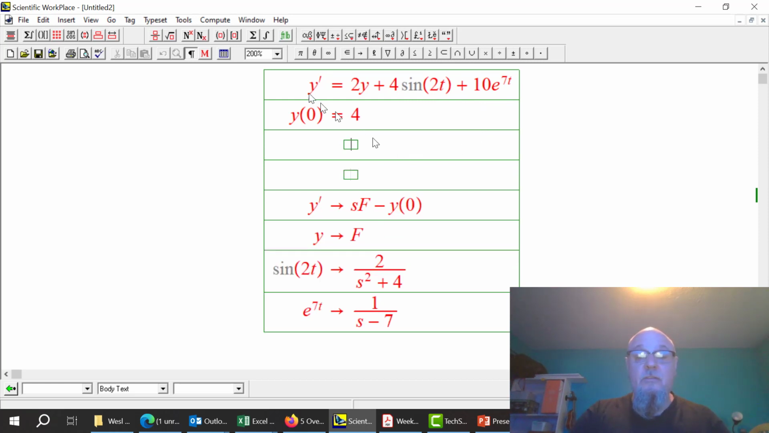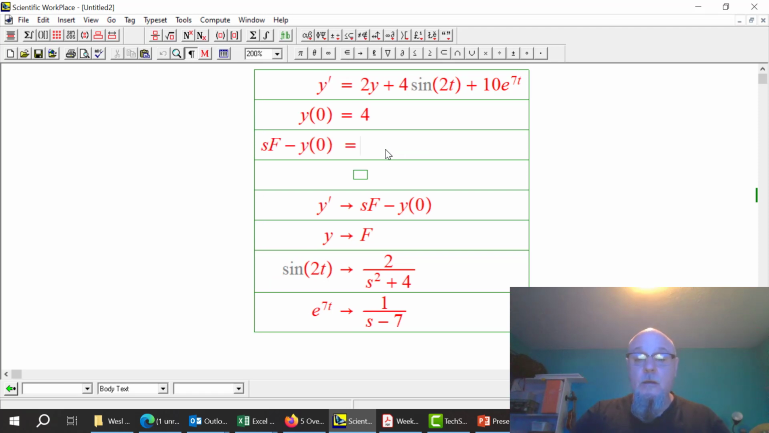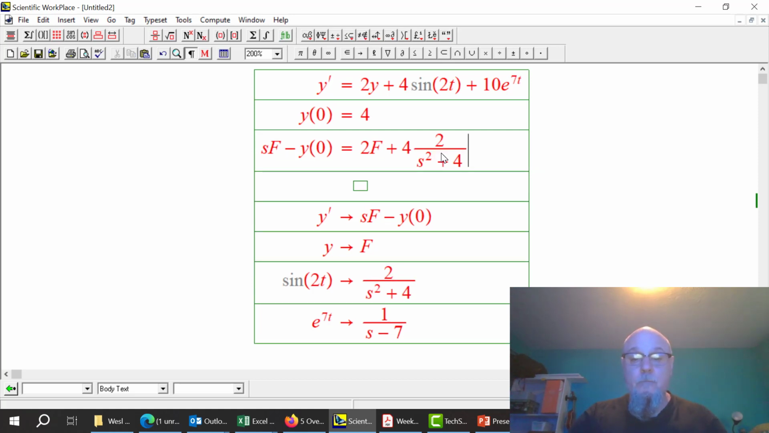So let's take this equation and take the Laplace transform of the entire equation. So the transform of y prime is going to be that sf minus y naught. The transform of y is f, then plus 4 times the transform of the trig function. And I guess it's 4 times this. Let's put the 4 times the 2. We'll make that an 8. We'll clean that up. Then the transform of e to the 7t times 10, that's going to throw a 10 on top of that.